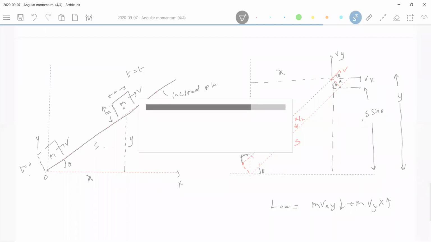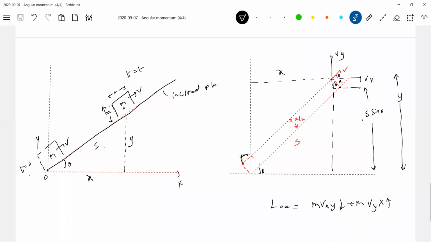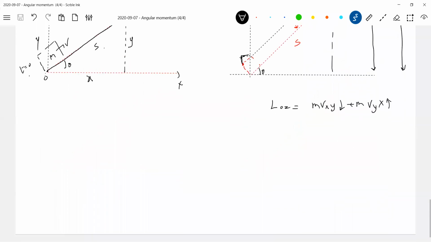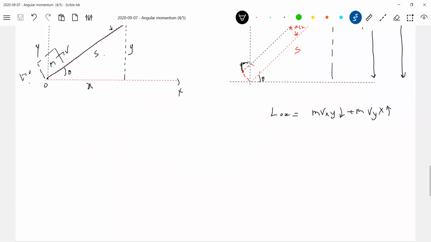I'll go to the next concept. This is about the particle moving. So let's go for the angular momentum of a rotating rigid body. L of a rigid body rotating about a fixed axis.